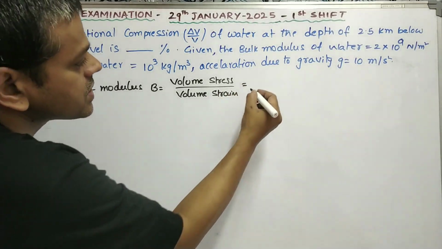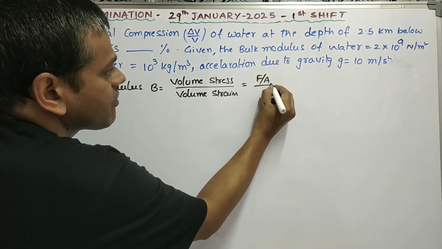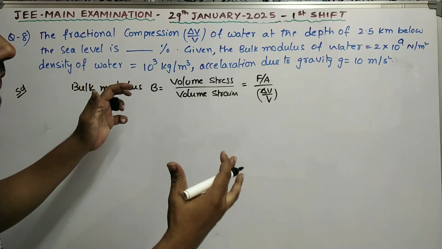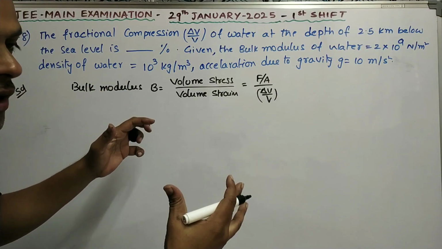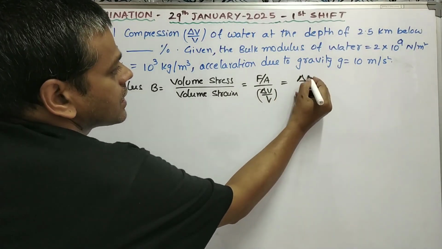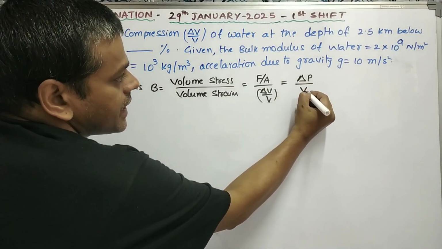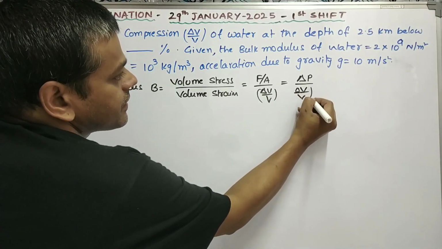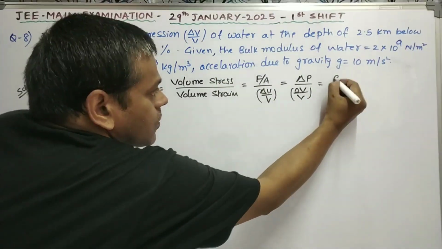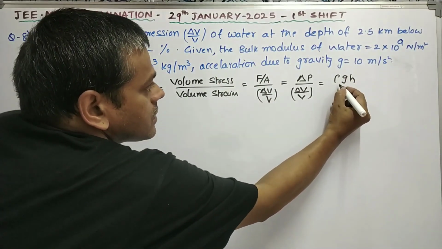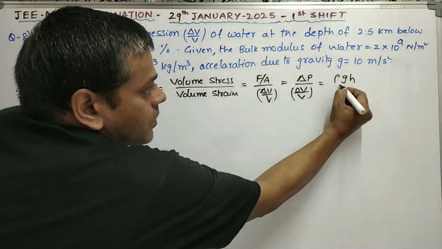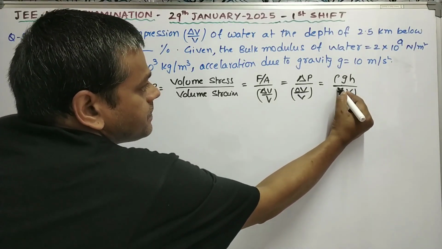Here volume stress means F by A, and volume strain means delta V by V. Due to volume stress, the water molecules experience force in all directions, so it is nothing but pressure. Delta F by A is delta P by delta V by V. Here pressure is due to some depth below the water, so delta P is equal to rho g h. So B is rho g h by delta V by V.